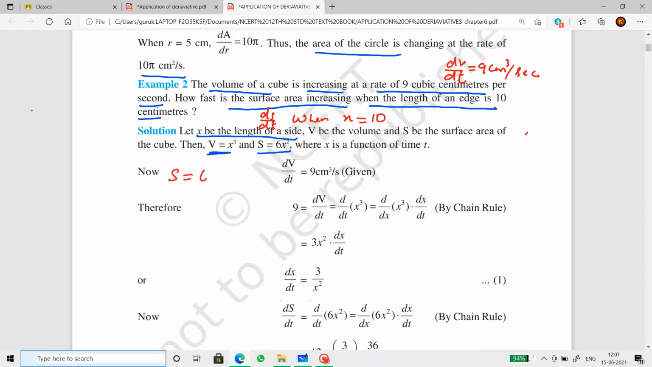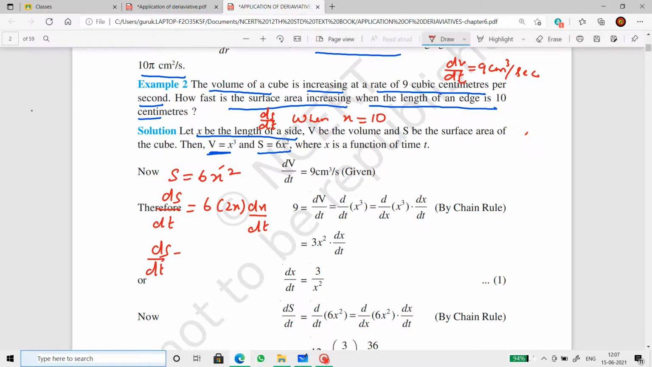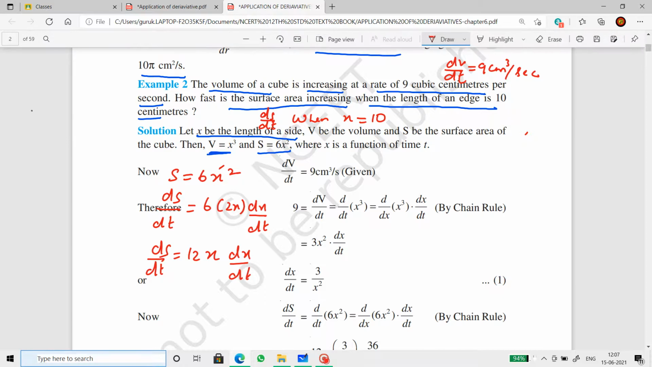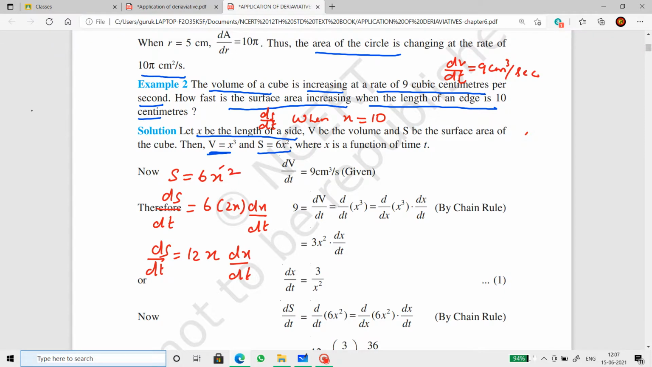S is equal to 6x square. So dS by dt will be 6 into 2x into dx by dt. I'm not differentiating with respect to x, I'm differentiating with respect to time, so even the x gets differentiated and you get dx by dt. So dS by dt equals 12x into dx by dt. I wanted to find dS by dt when x is 10. If I put 10 over here, will I get a complete answer?